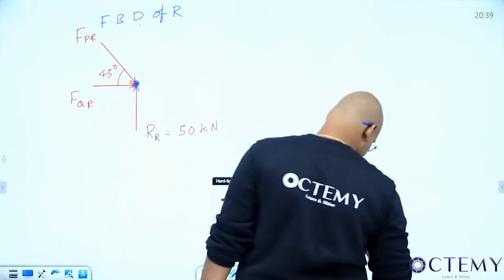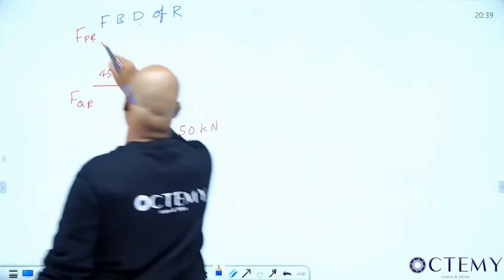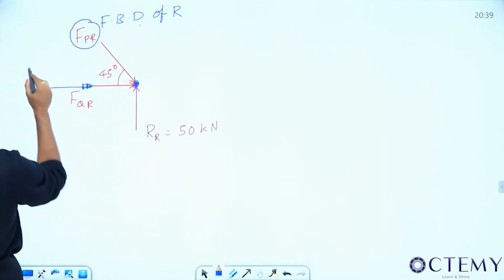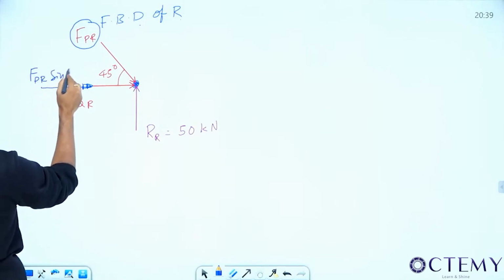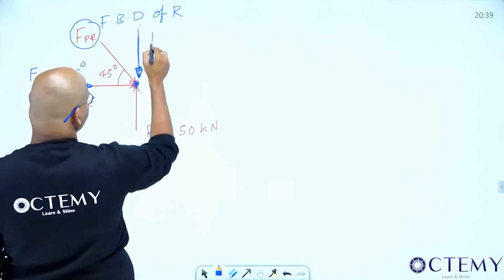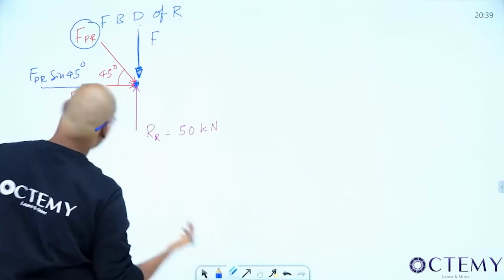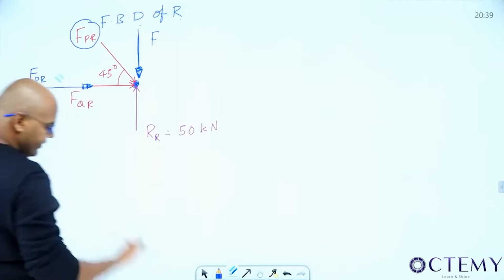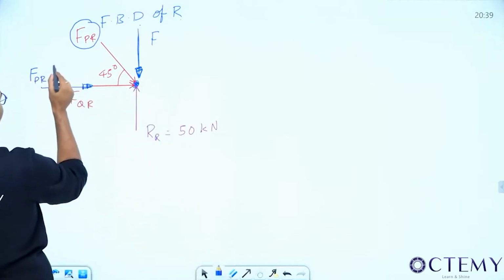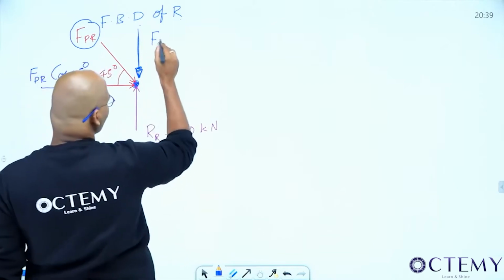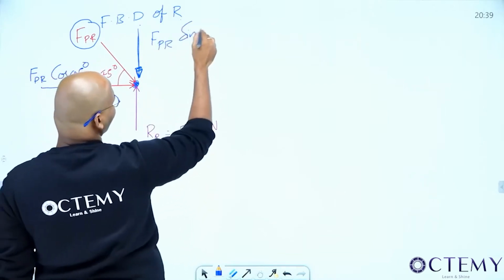First, what to do? First to resolve. Whatever is given in the problem, first resolve. FPR, if I resolve, this is FPR sine 45. This is the adjacent side, but we have one provision here. If it is 45, no problem, sine or cos, both will give me the same. But follow this: the adjacent side is the cos component. Okay, don't do that. FPR sine 45.